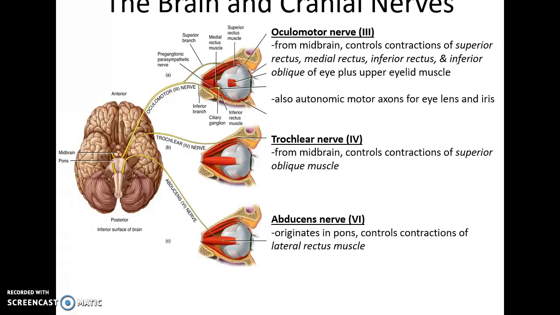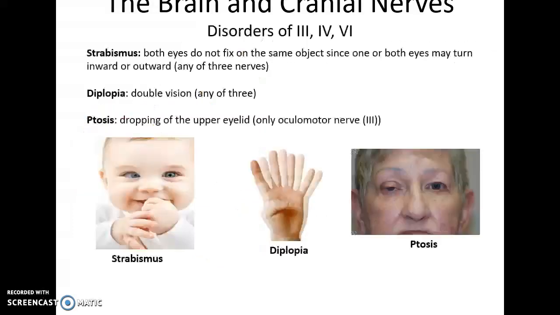Oculomotor nerve, cranial nerve 3, trochlear nerve, cranial nerve 4, and abducens nerve, cranial nerve 6 all move muscles that move the eye. Oculomotor nerve is the most active. It ends up controlling superior rectus, medial rectus, inferior rectus, and inferior oblique muscles of the eye, plus the muscle that controls lifting up the upper eyelid. Also has some autonomic functions for controlling lens and iris. Trochlear nerve controls the superior oblique muscle, and abducens nerve controls the lateral rectus muscle.